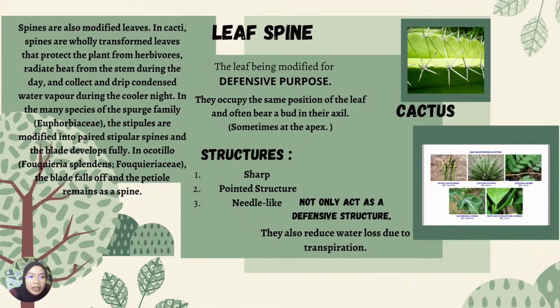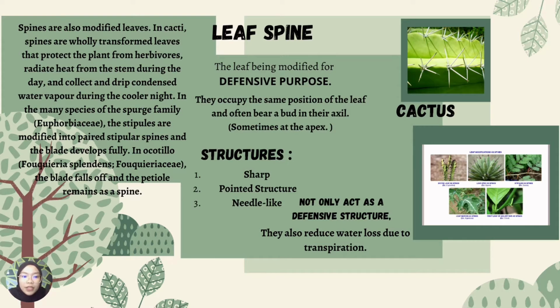Assalamualaikum and very good morning. Today I will present about leaf spine. Spines are also modified leaves in cacti or cactus. Spines are wholly transformed leaves that protect the plant from herbivores, radiate heat from the stem during the day, and collect and trap condensed water vapor during the cooler night.